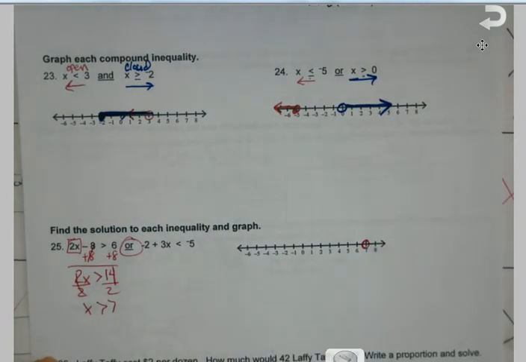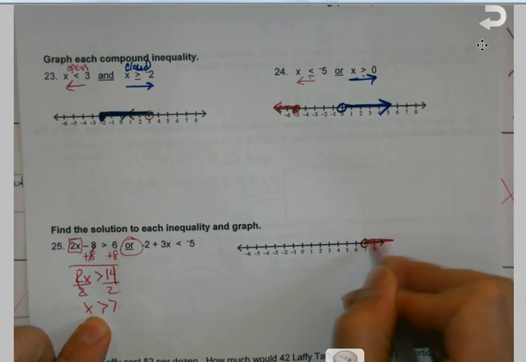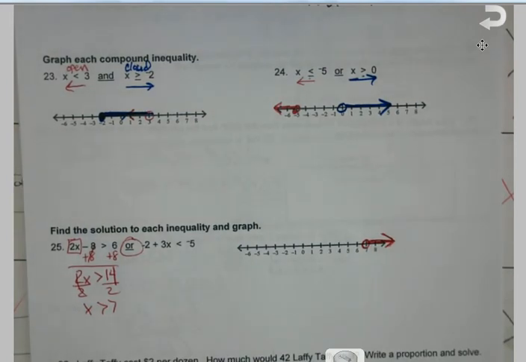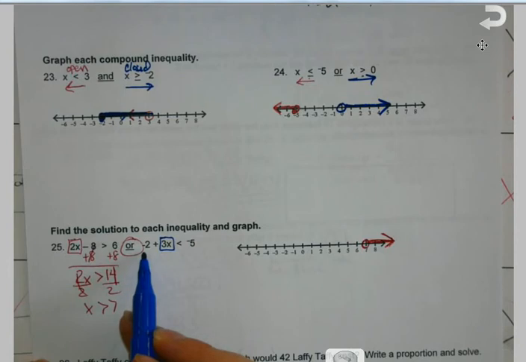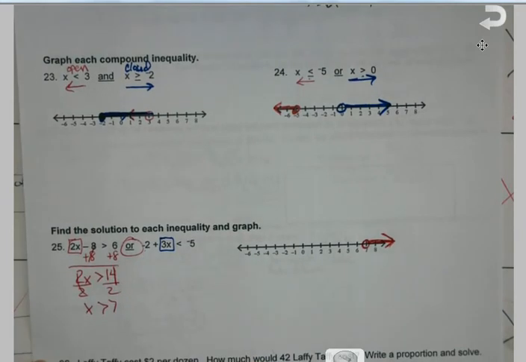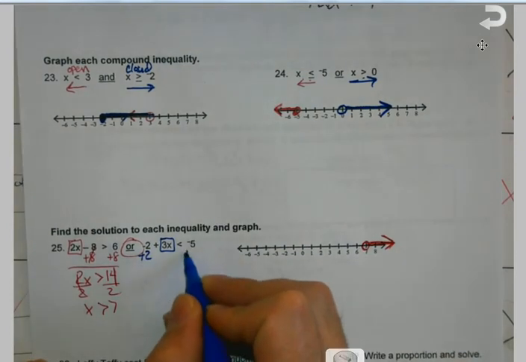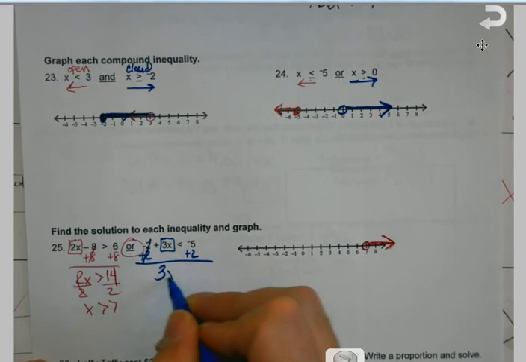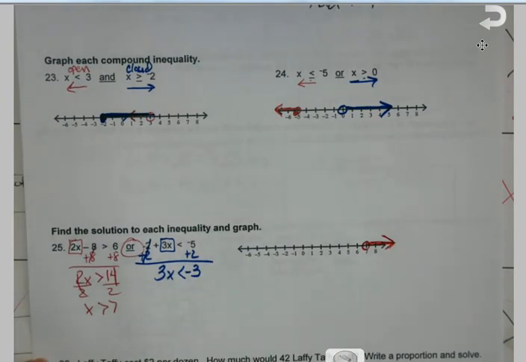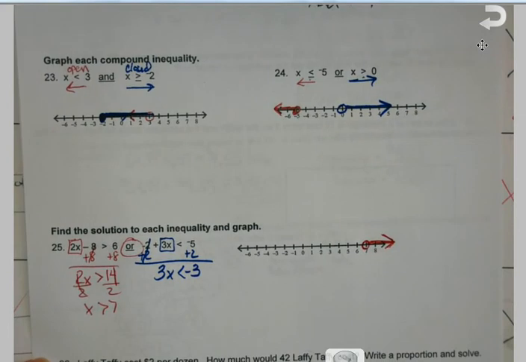So we're open circled on 7. Arrow is eating x, so we're heading to the right. Let's see here. So the other one, I want to get 3x alone. What do I got to do first? Close. It's -2. So when you minus a negative, that's like adding, right. Last step. Anybody? Divide.